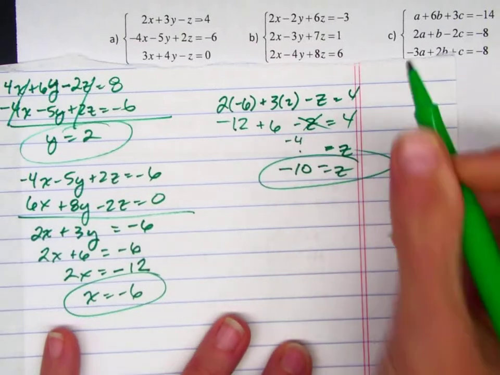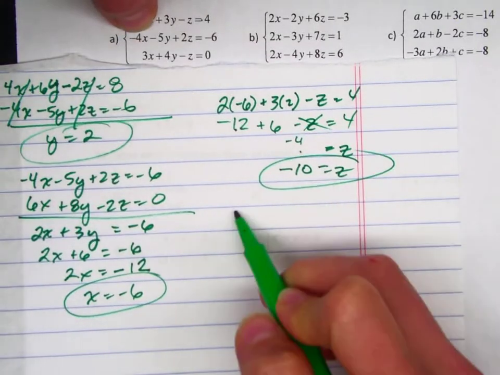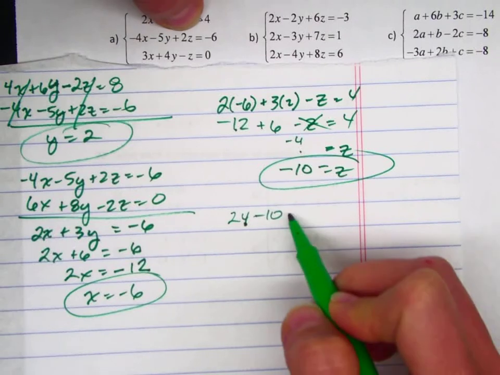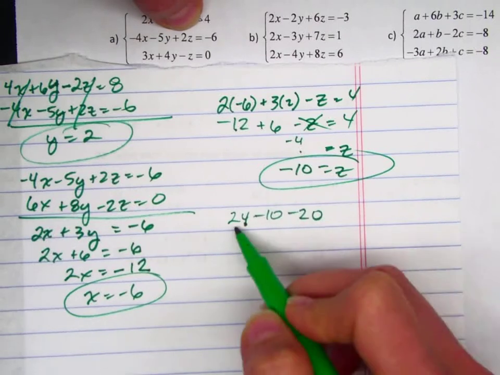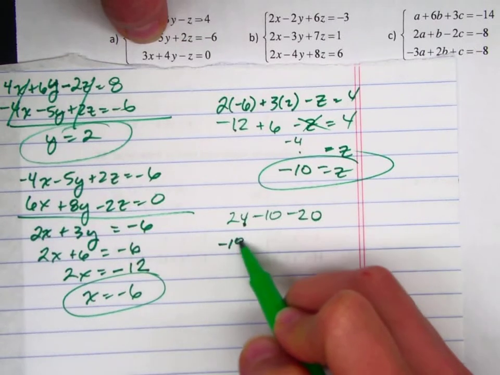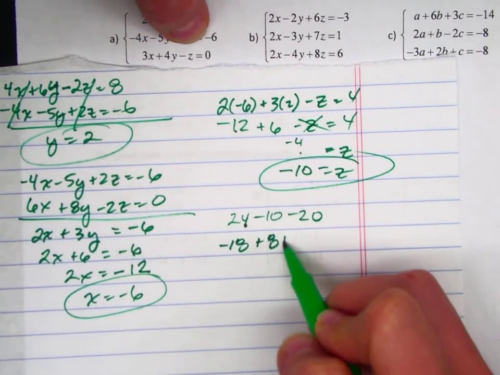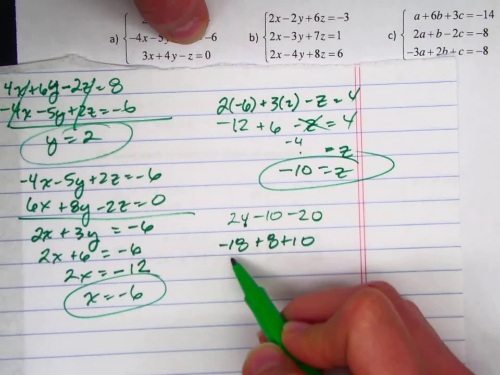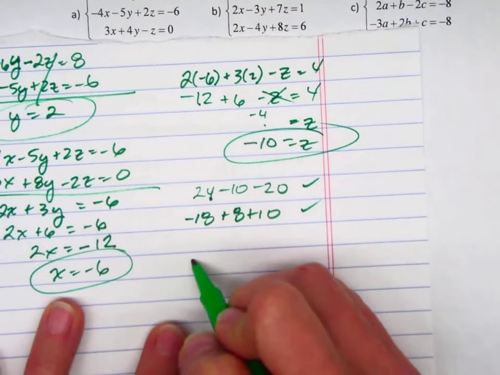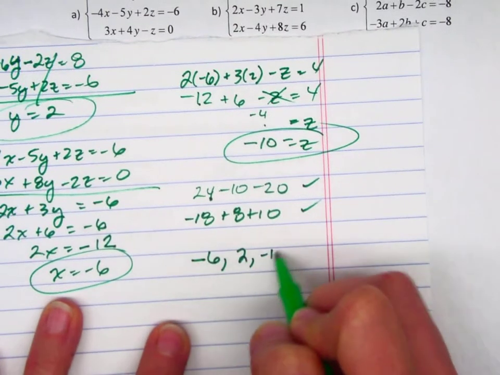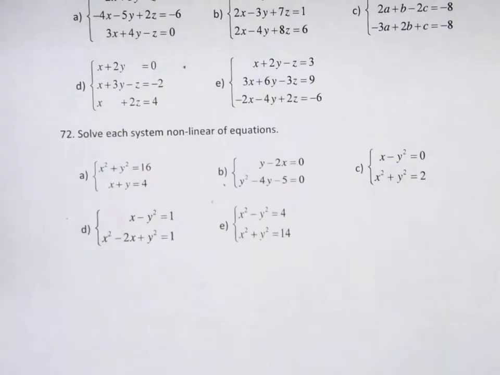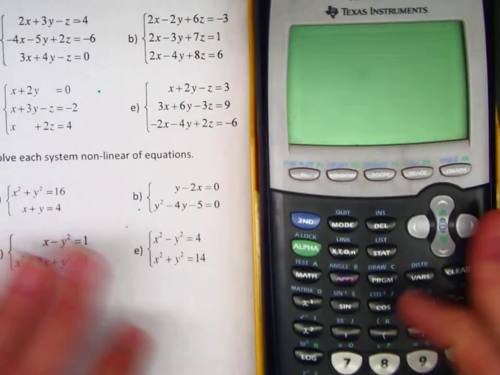All right, so let's just make sure that works. If I plug this in here, I get 24 minus 10 minus 20. 24 minus 30 is negative 6, so that works. And here I have negative 18 plus 8 plus 10, 18 minus 18 is 0. So we're good on both of those rows. So the final answer is going to be negative 6, 2, negative 10. Okay. Now for the rest of them, I'm going to use row reduced echelon form.